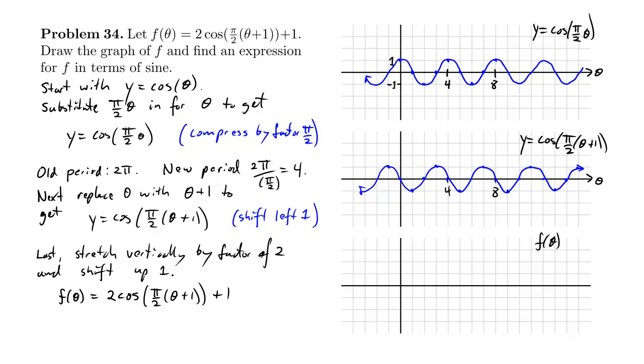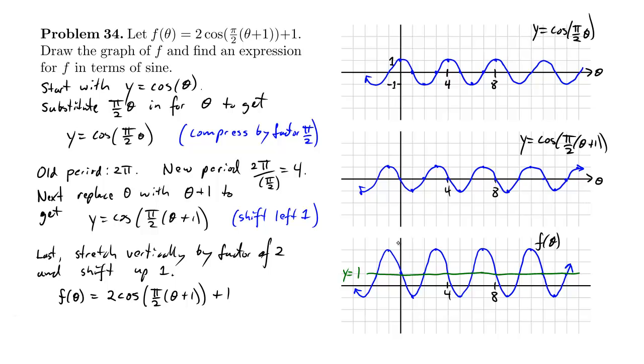Before the stretch, our graph went up and down between y equals 1 and y equals minus 1. After the stretch, it goes up and down between y equals 2 and y equals minus 2, and then after shifting up by 1 unit, our graph oscillates between y equals 3 and y equals minus 1. So the central axis of our final graph is at y equals 1.